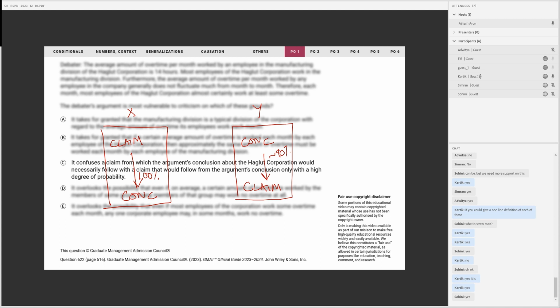That is correct. Well, if one employee does not do that, that's not a problem. This argument is fine even without that. But let me take a step back over here.